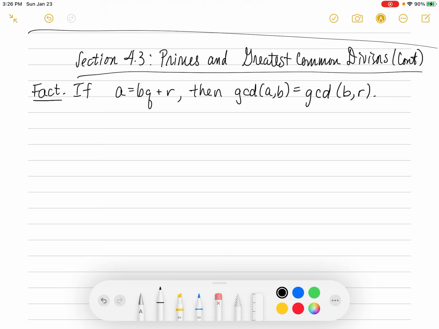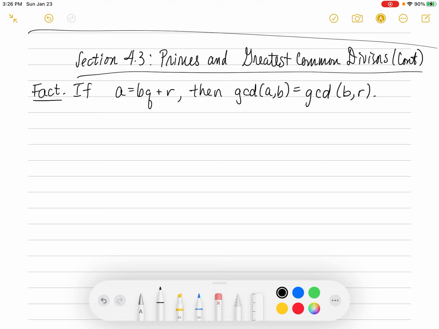All right, so this should really be our last video now for section 4.3, entitled Primes and Greatest Common Divisors. So a first important fact here is if you have the equation A equals BQ plus R, here A, B, Q, and R are positive integers, then the GCD of A and B is the same as the GCD of B and R.